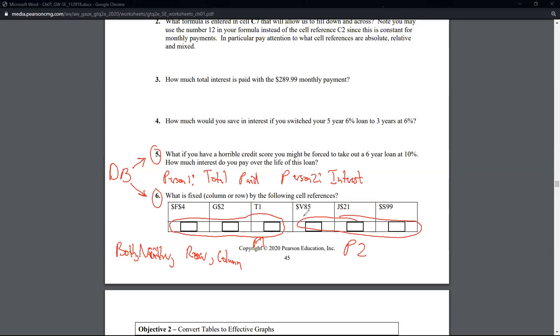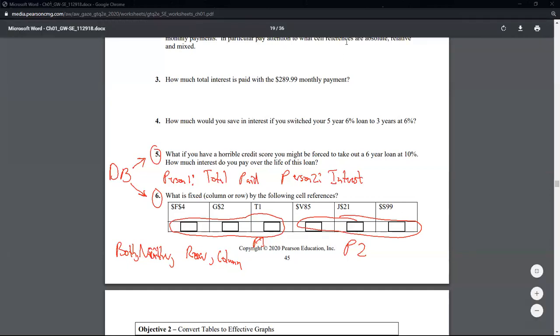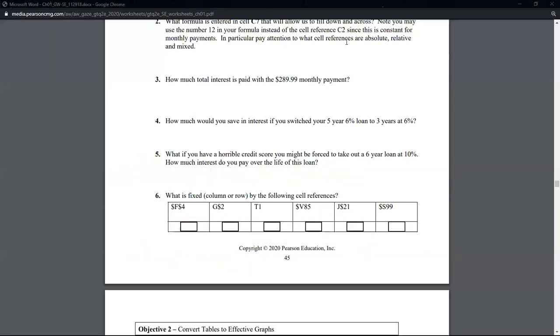How are we on time? Okay. Clear screen. Go off of annotate. I cleared my screen. Why didn't it clear? Maybe I hit undo. Maybe that's what happened.